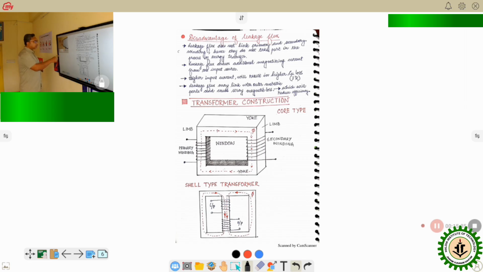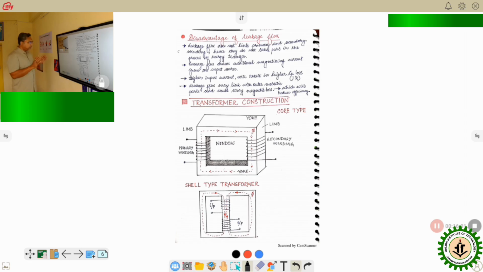What is a core type transformer? Where the windings remain as the exterior part, meaning the winding is wound over the core, and for shell type the core remains the exterior part of the transformer. These are basically the schematics.